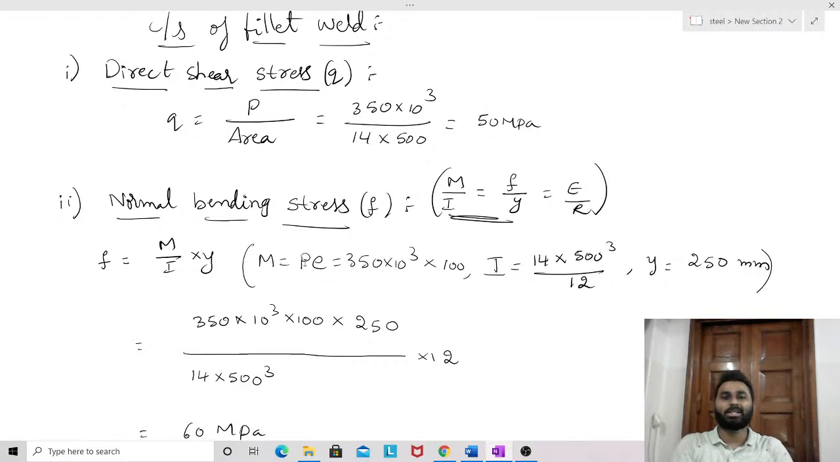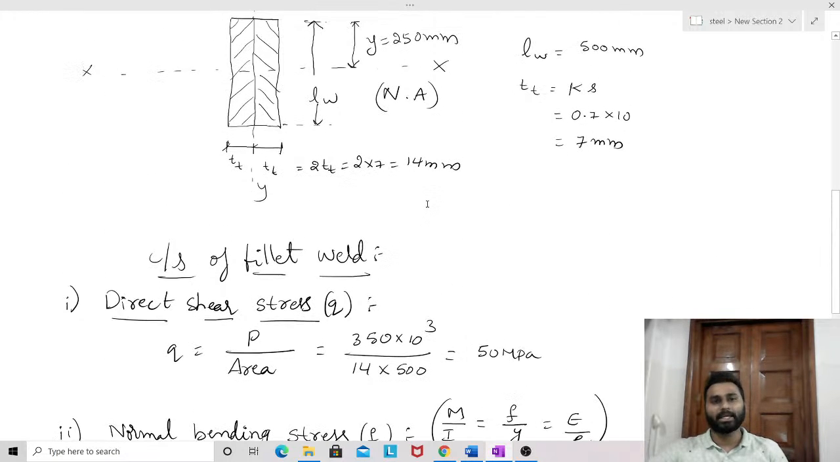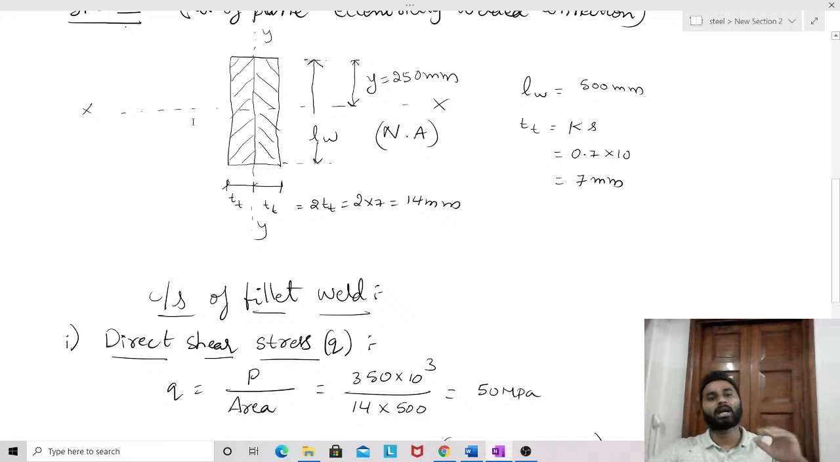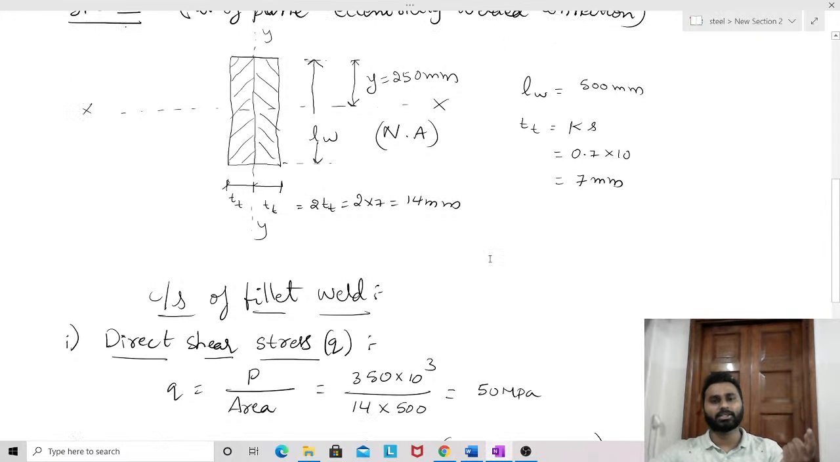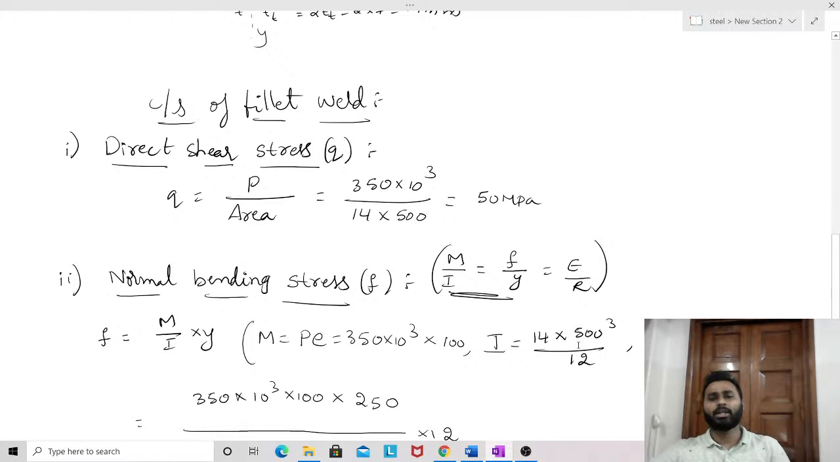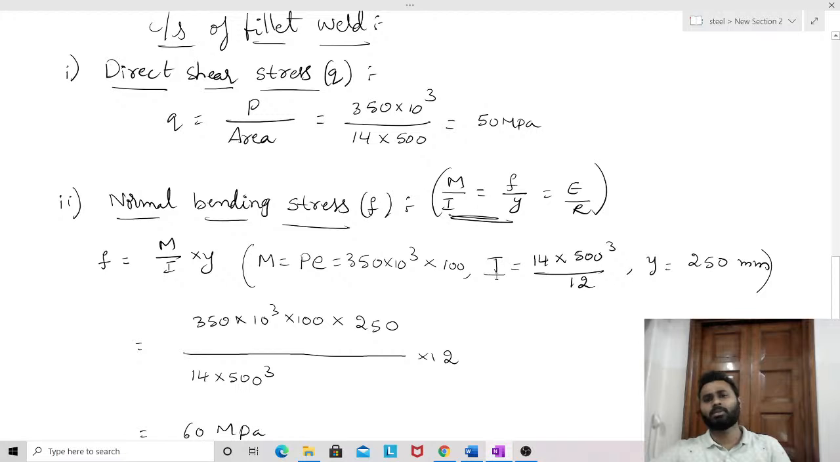So the load is 350 into 10 cube, that is kilonewton, and the eccentricity is 100 mm, that is the moment. And moment of inertia I: here we need to take it about the bending axis. Undoubtedly the bending will occur along this x-axis, which is the neutral axis here. So moment of inertia about that x-axis is nothing but BD cube by 12. Here B for the cross section is 14 and D is L_w, which is 500 mm. So 14 into 500 cube by 12. That is the moment of inertia.